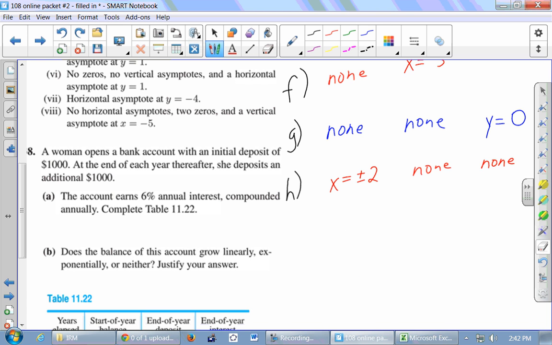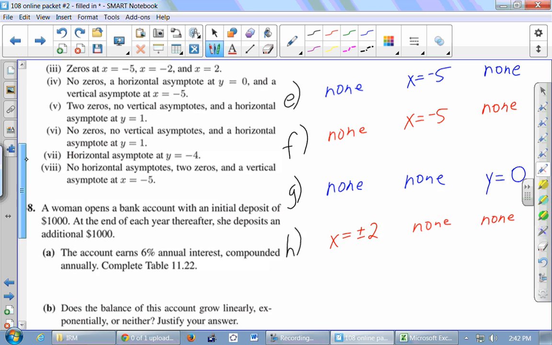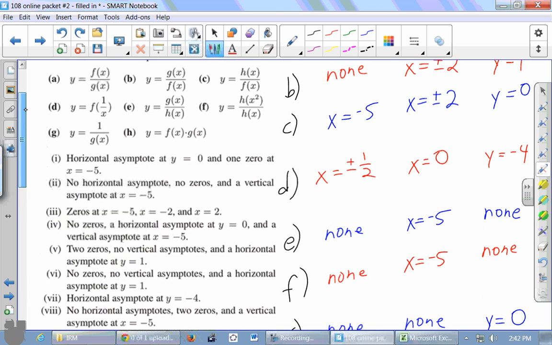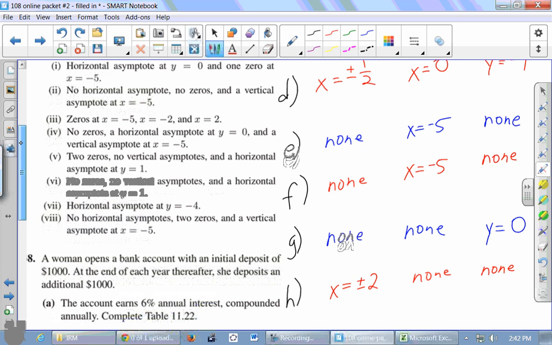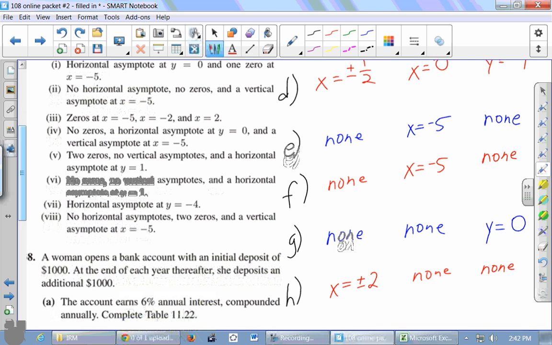Okay, so we've got our answers written in there, which means that now it's just a matter of matching up the descriptions on the left to what we found on the right. So if you haven't done that yet, maybe pause now that you've got all this good information and see if you can match the functions a through h with the descriptions, parts I through VIII, and come back when you're ready.